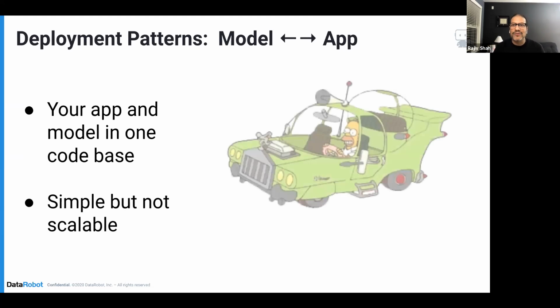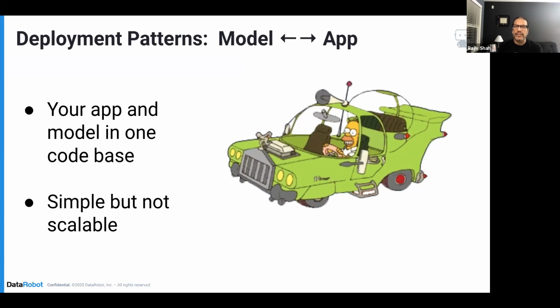And so this is my nice visualization: you get everything in one, but over time that gets really complex because it becomes hard to maintain. Your app's going to have more and more features, your model's going to need updating, and every time you've got to push it all together. So this type of deployment pattern is only used typically for very simple proof of concept things.